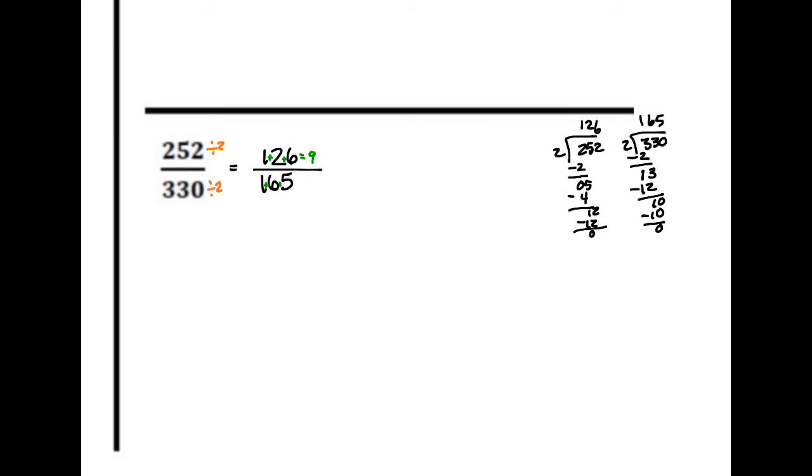So let's divide them both by 3 this time. Divide by 3, divide by 3. Off to the side again. 126 divided by 3 goes in 4 times. Bring the 6 down, 2 times. So 42 on the top.